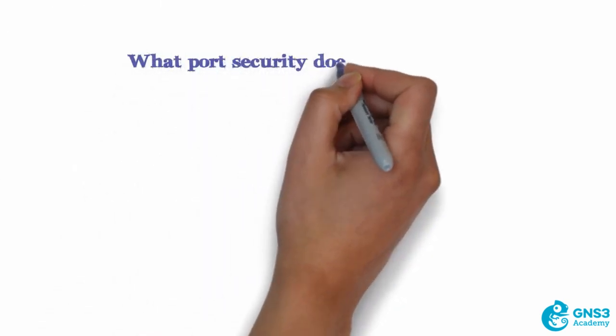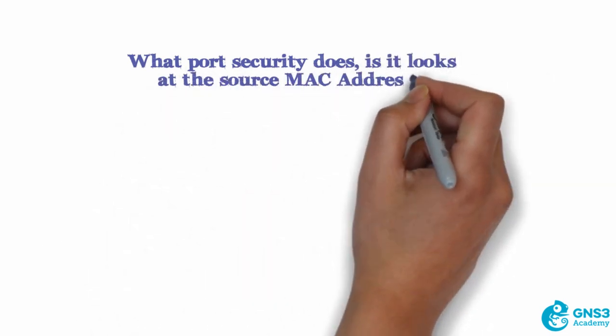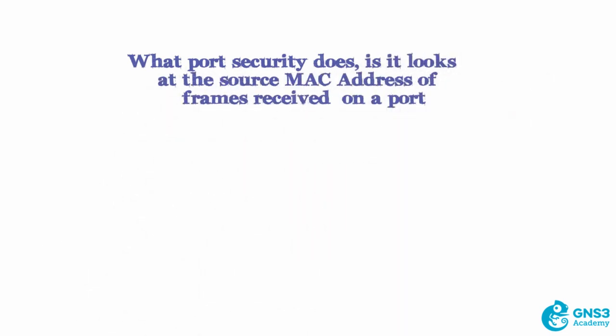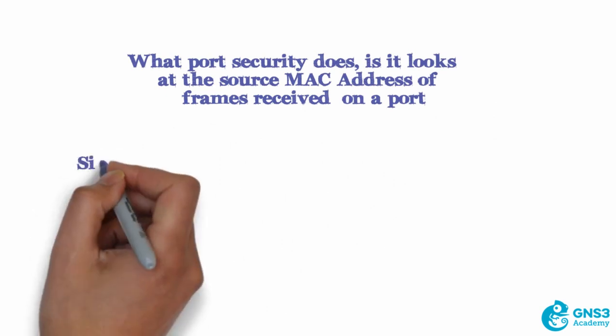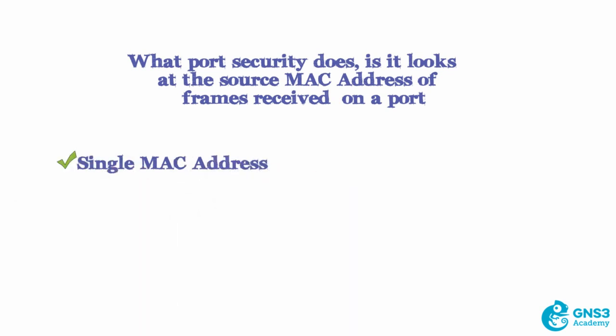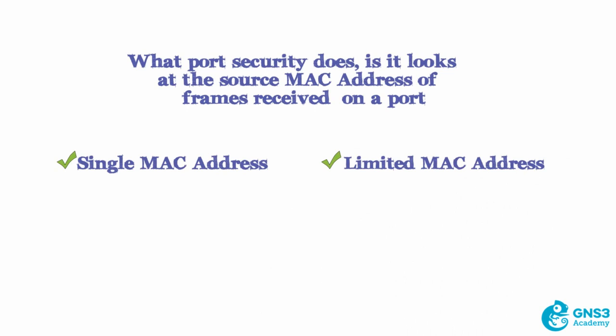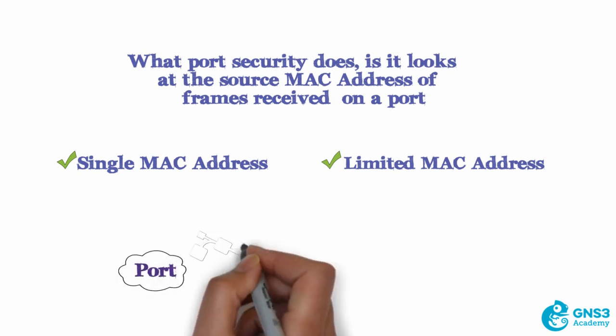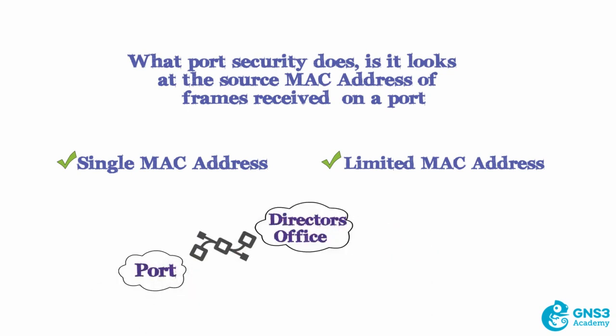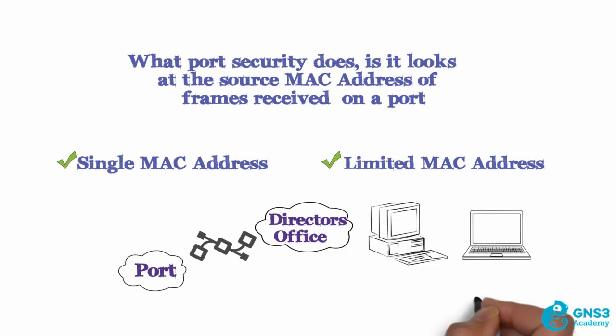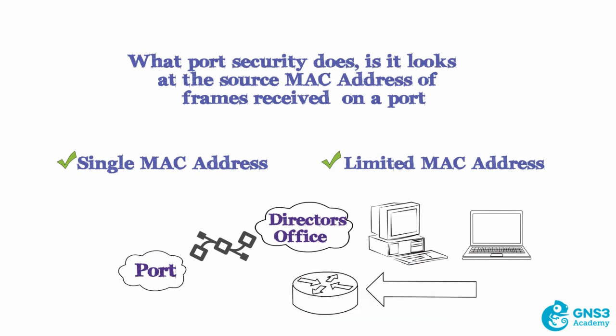What port security does is it looks at the source MAC address of frames received on a port, and you can restrict the frames allowed on a specific port to either a single MAC address that you configure or to a limited number of MAC addresses that are dynamically learnt. There are various options which we'll discuss, but as an example, you could say on the port that connects to the director's office, only the MAC address associated with their laptop or their PC is allowed to send frames to the switch and therefore belong to the director's VLAN.